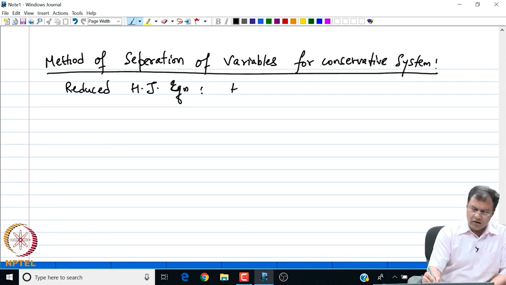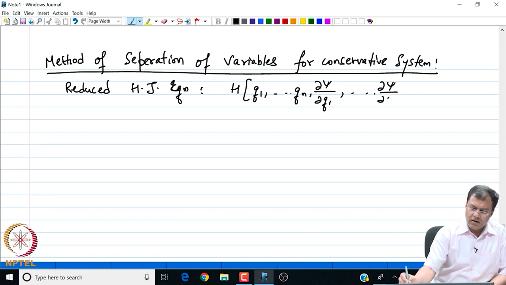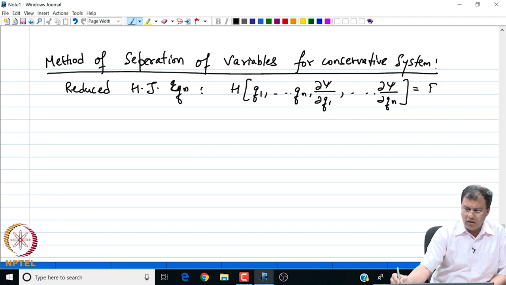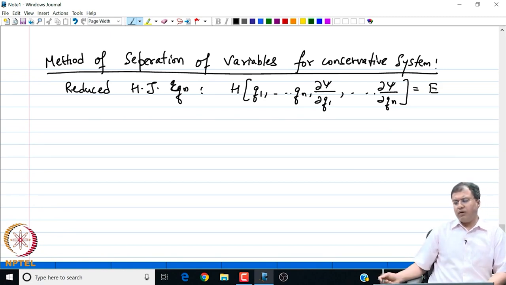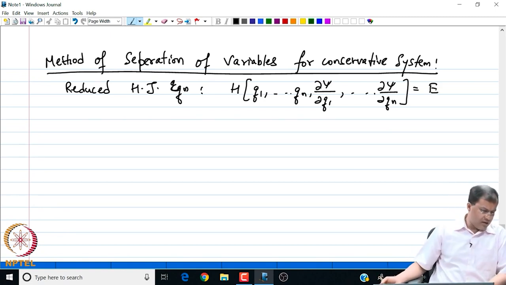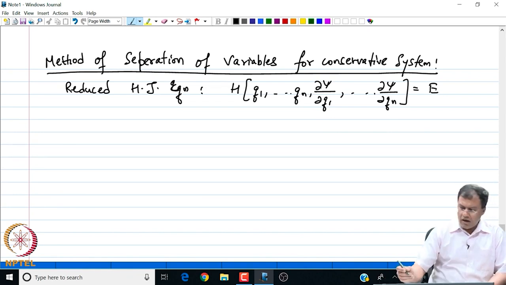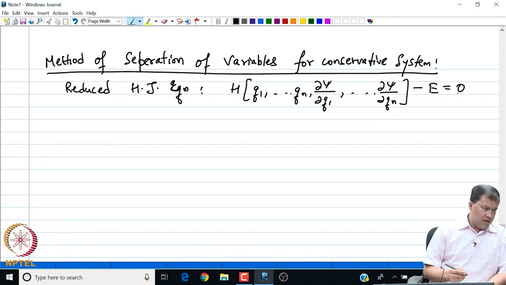We see that this is also equal to h of q 1, q 2, ..., q n, comma, del psi del q 1, ..., del psi del q n. This is also equal to, let me call the constant E, the Hamiltonian equal to some constant, let us call it E. So, I am going to rewrite this by saying that this is equal to 0, right. Okay.